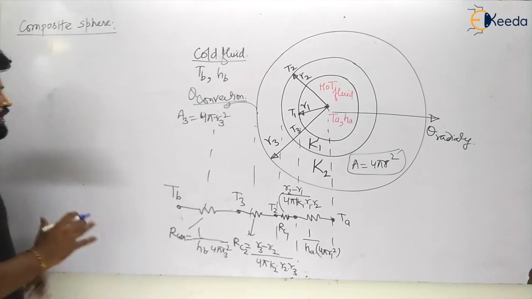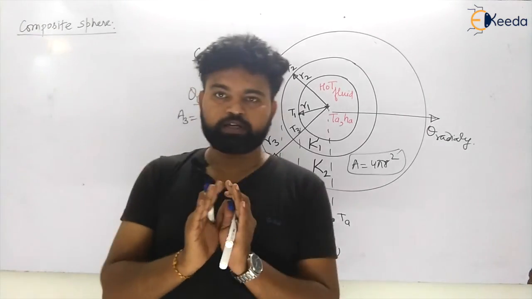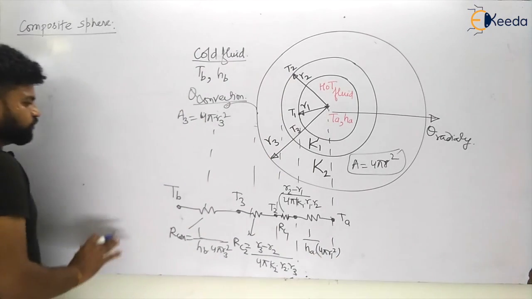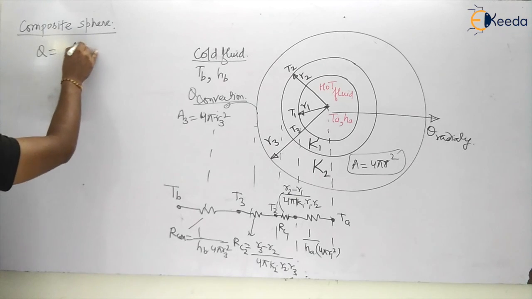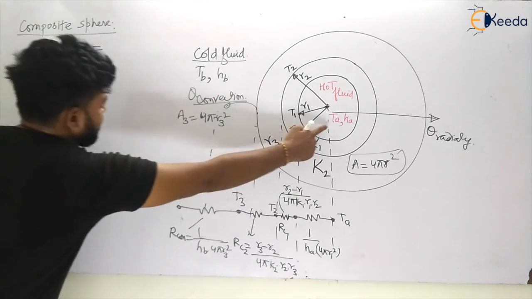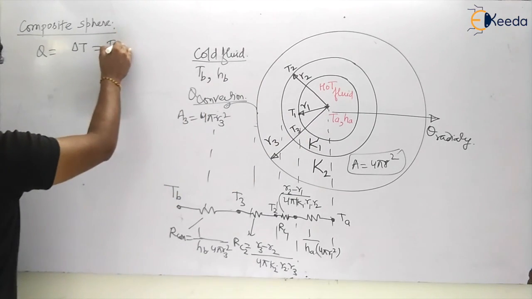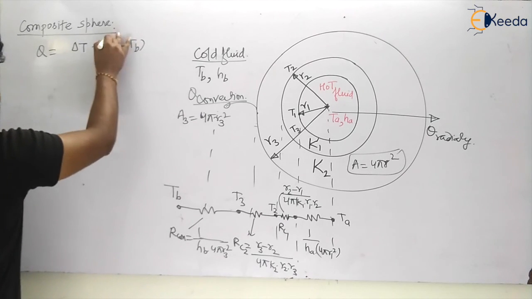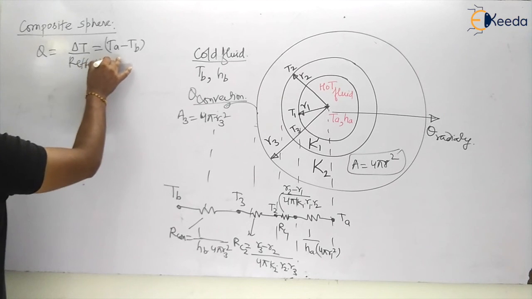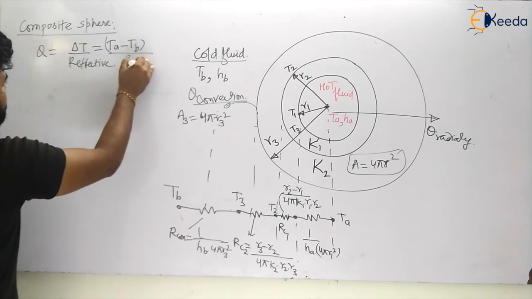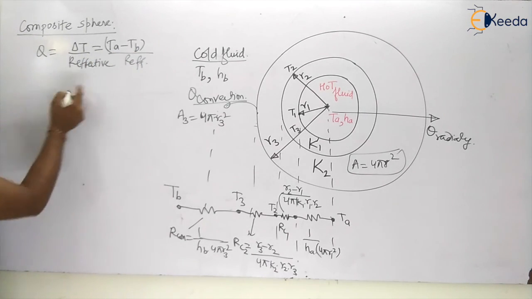So what will be the total heat transfer in this case? Can I calculate the total heat transfer? Yes, I can also calculate the total heat transfer, which will be given by Q is equal to delta T, which is nothing but TA minus TB, divided by R effective, my dear students. So let us calculate what will be the R effective.